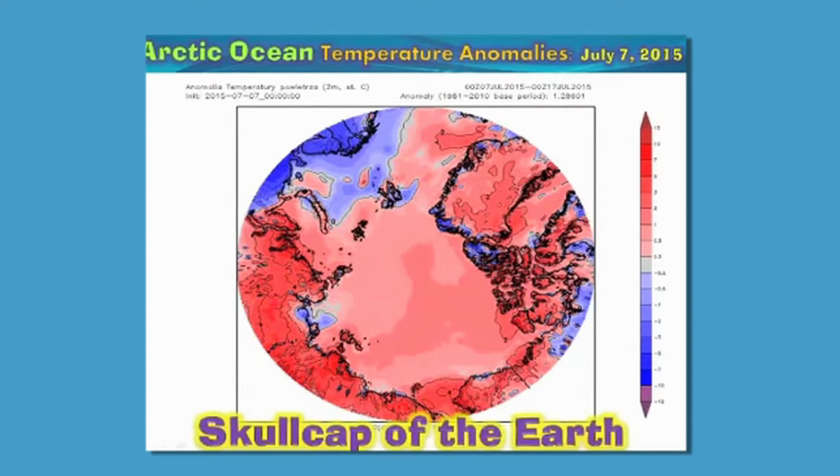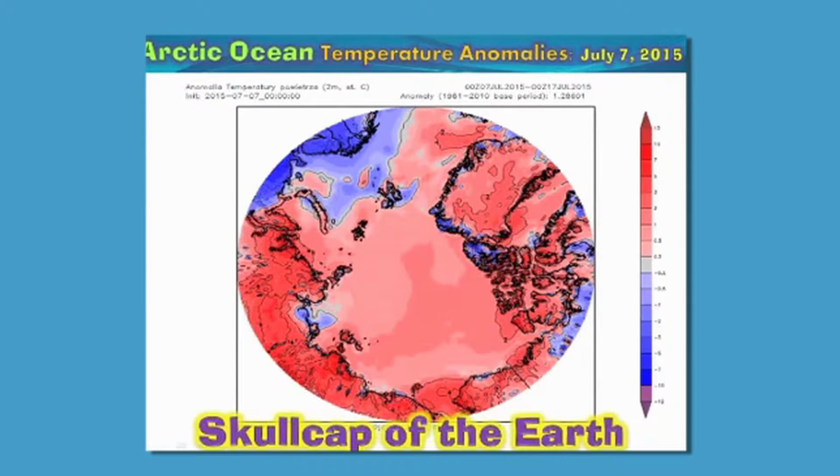This is more or less the skull cap of the Earth. Just to give you a reference point, Greenland is here. The Canadian archipelago is here. Alaska is here. Siberia and Norway. Svalbard's here. So you can see the Arctic is hot.